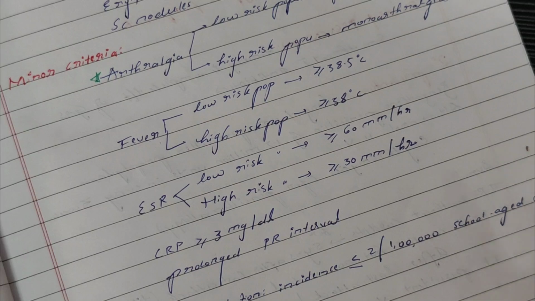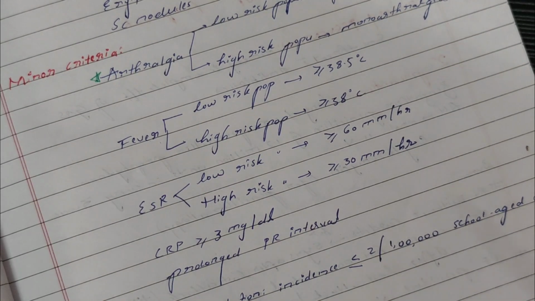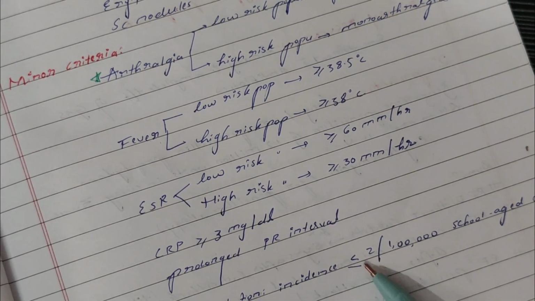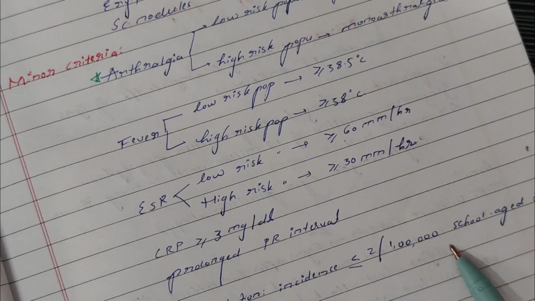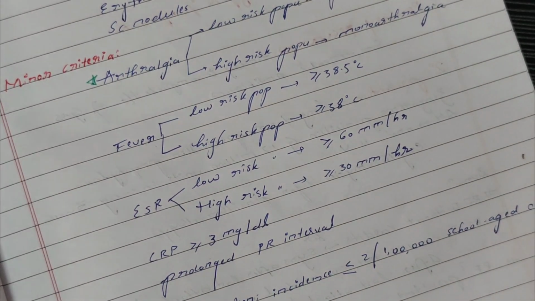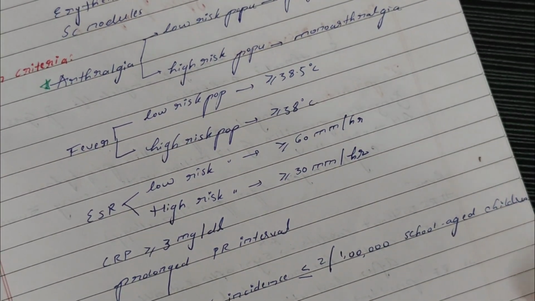And the next point is the low risk population. The incidence is less than or equal to 2 per 1 lakh in school aged children. In school aged children.